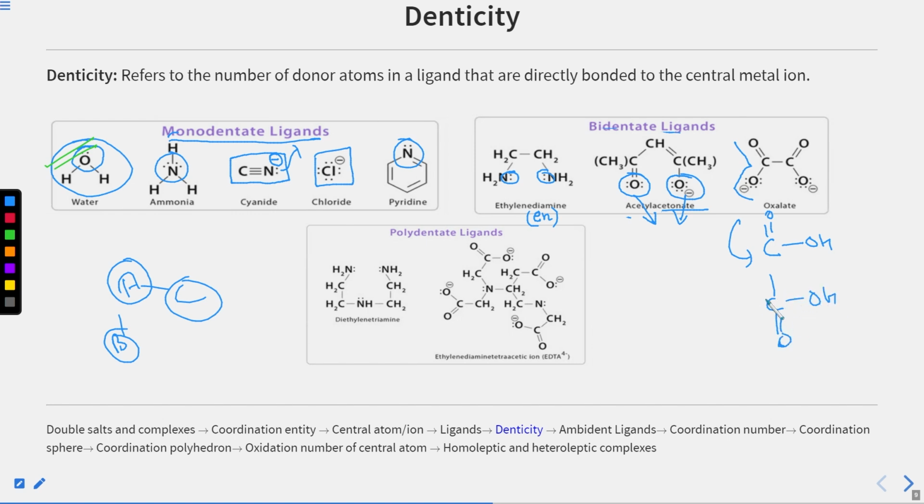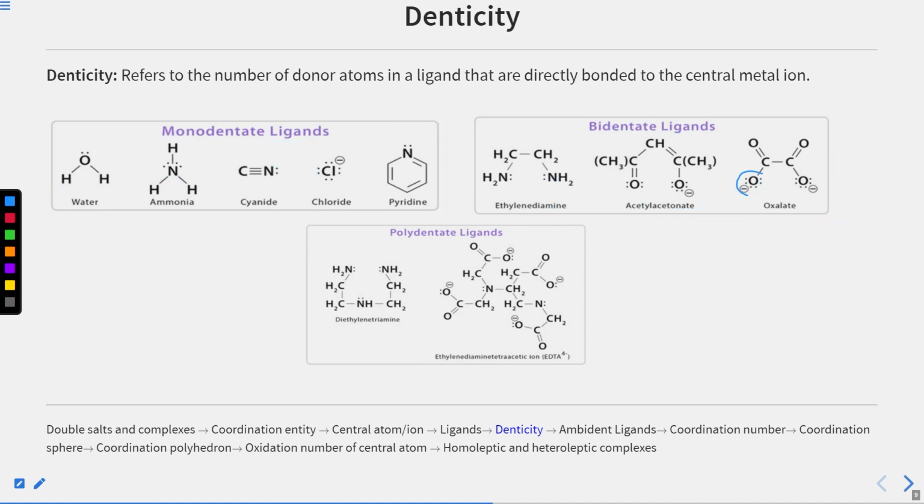So this is your oxalato. Now, if you remove one hydrogen from here, then that would result in oxalato, that is this molecule. Now again, this molecule has two sites of donation, this one and this one. So it is also bidentate.